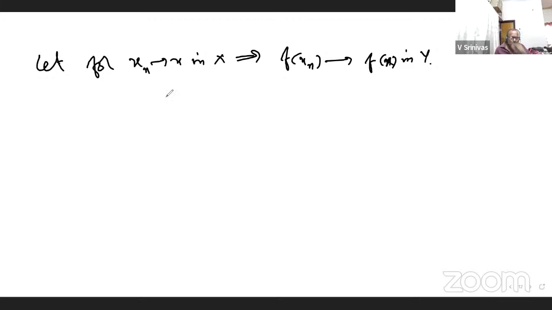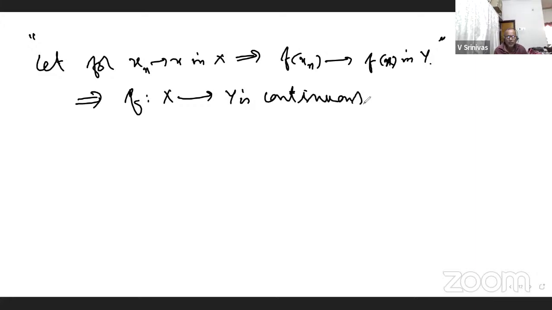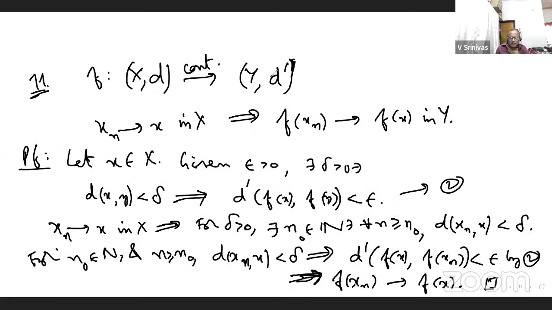for x n converging to x in X, f of x n converges to f of x in Y. Now, this is a statement. This statement implies that f from X to Y is continuous. Okay, this is the assertion. Okay, proof. I want to prove that the converse of this is also true.